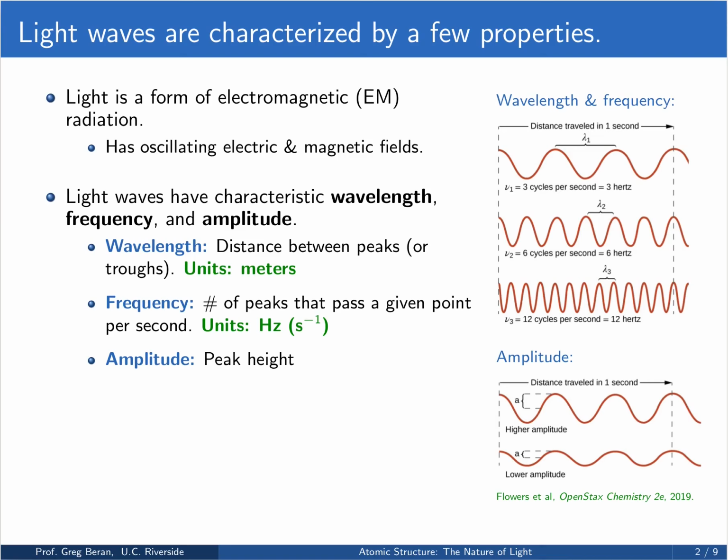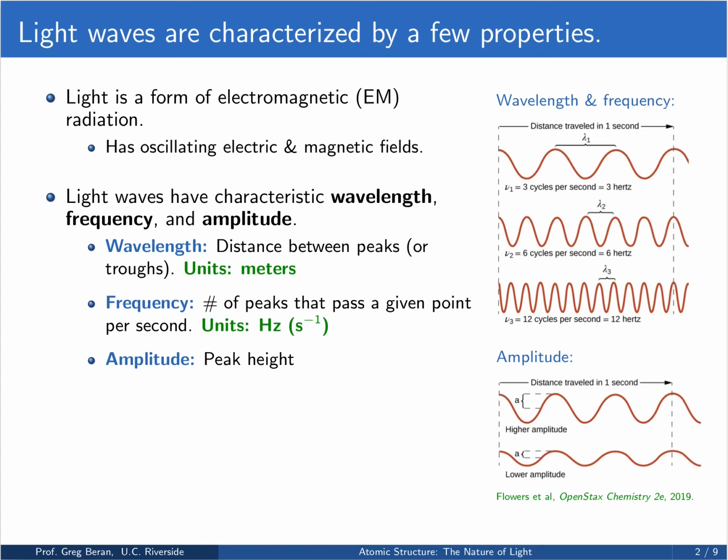Light waves are characterized by a few key properties. So light is a form of electromagnetic radiation, which means it has oscillating electric and magnetic fields. You can characterize light waves in terms of their wavelength, frequency, and amplitude. Wavelength refers to the distance between peaks and has a unit of distance, something like meters, or millimeters, or nanometers.